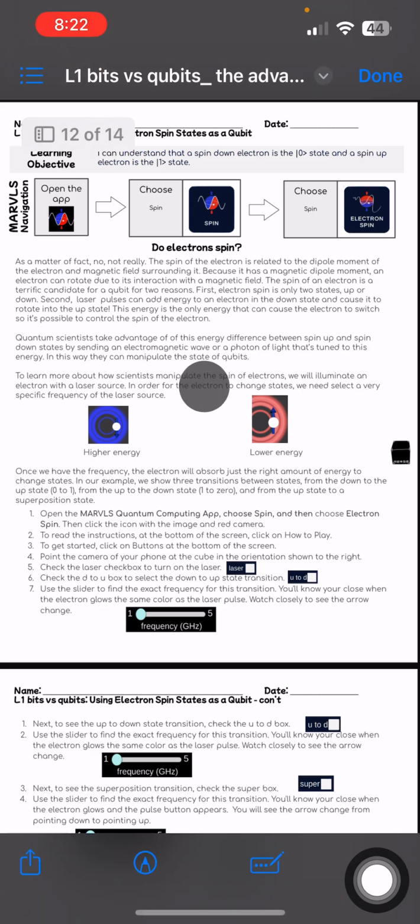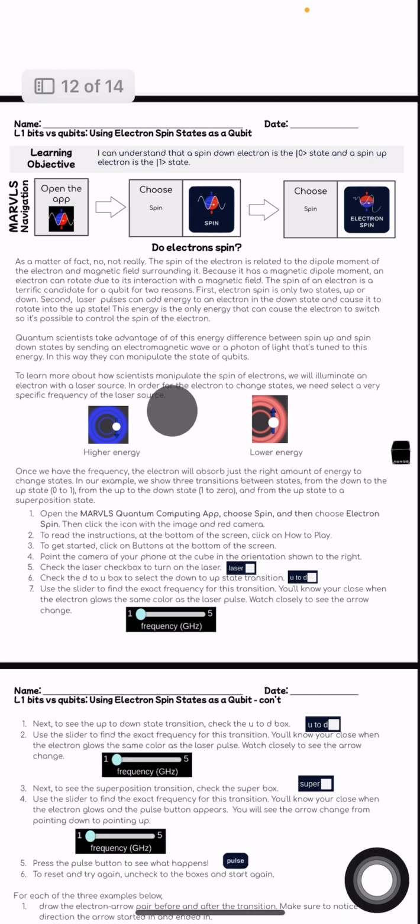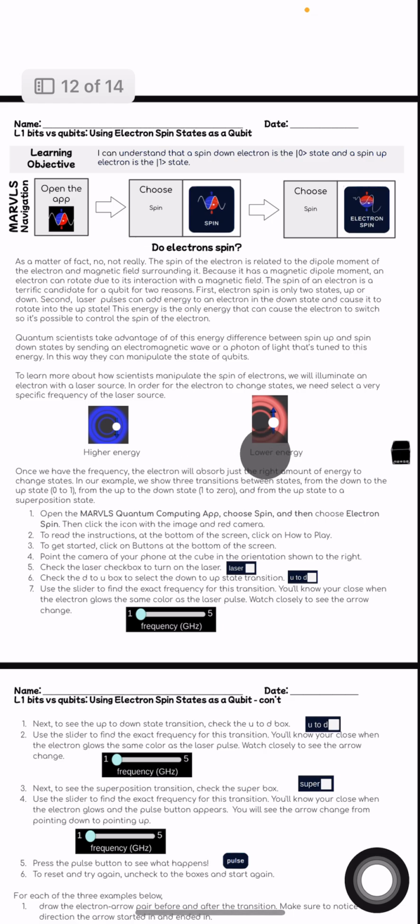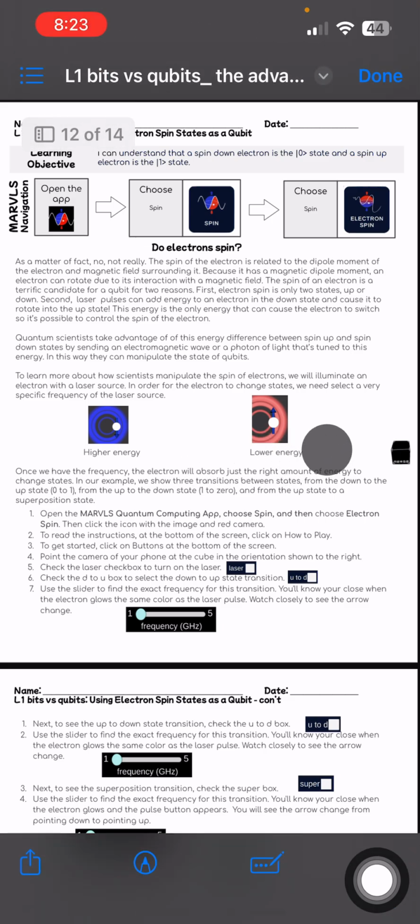But we can see here, we're going to apply an energy, and we can apply an energy and cause the spin state of an electron to change from down to up or up to down. And so we can see what happens for higher energy, which we're representing with a blue color, because blue is higher frequency and higher energy than, say, a lower energy. So we need a higher energy to go from down to up, versus a lower energy to go from up to down.